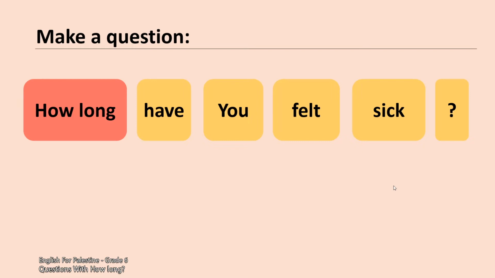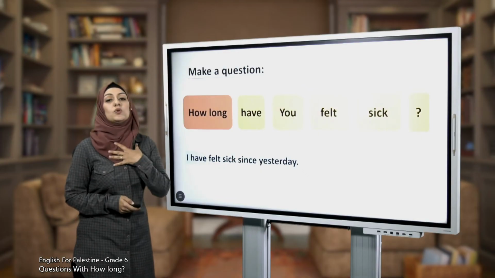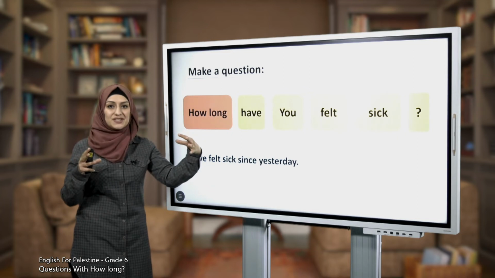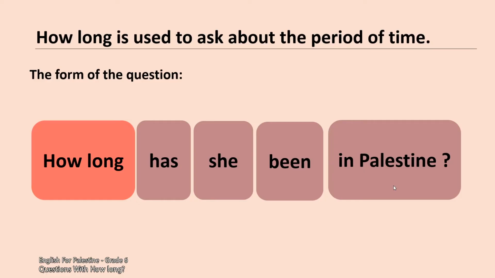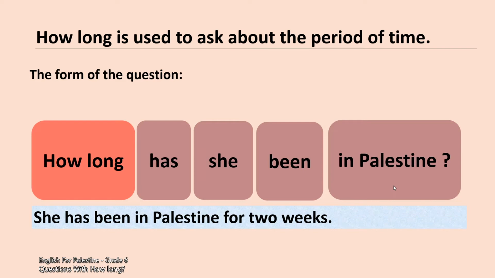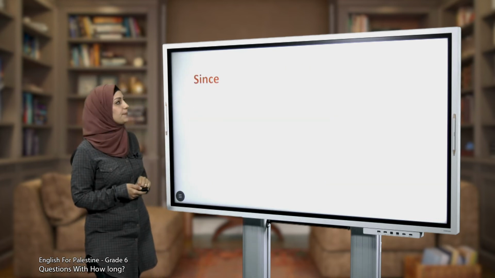This is a question. How long have you felt sick? The answer is, I have felt sick since yesterday. Notice that. Since yesterday shows us what? The period, the length of the time. Very good. Another question. How long has she been in Palestine? She has been in Palestine for 2 weeks. Again, notice that for 2 weeks shows us the length of the period.